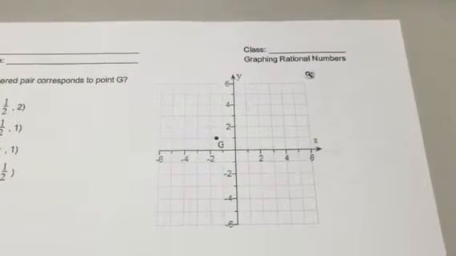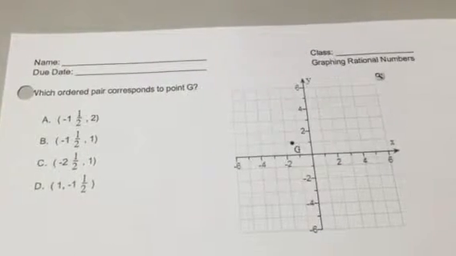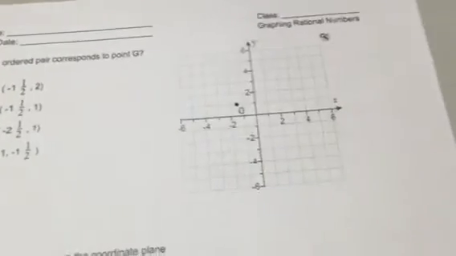All right, this is the graphing rational numbers homework. Take a look at number 1. It says, which ordered pair corresponds to point G?